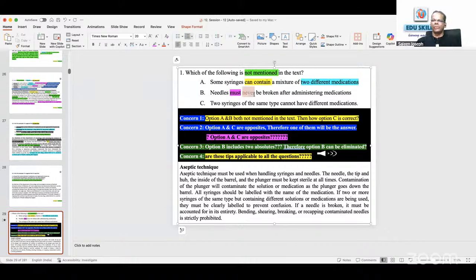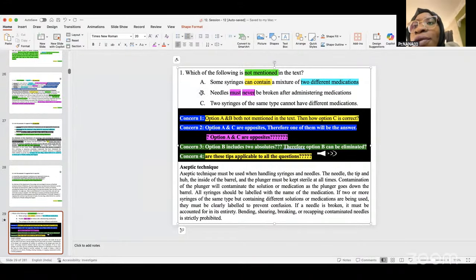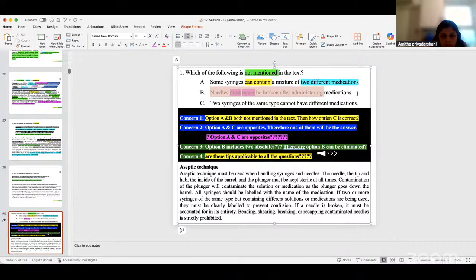Never, eliminate, or should eliminate? It's a never, I cannot. It's again you are using an absolute there. Okay. Needles must never be broken after administering medications. Yes. So you have to eliminate it, right? Yes. Never be broken. Okay. Now, that means one of these two must be the answer.